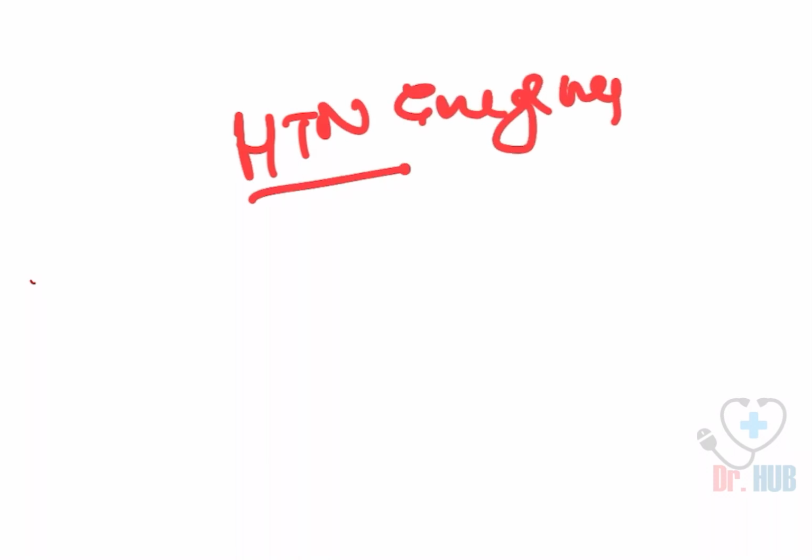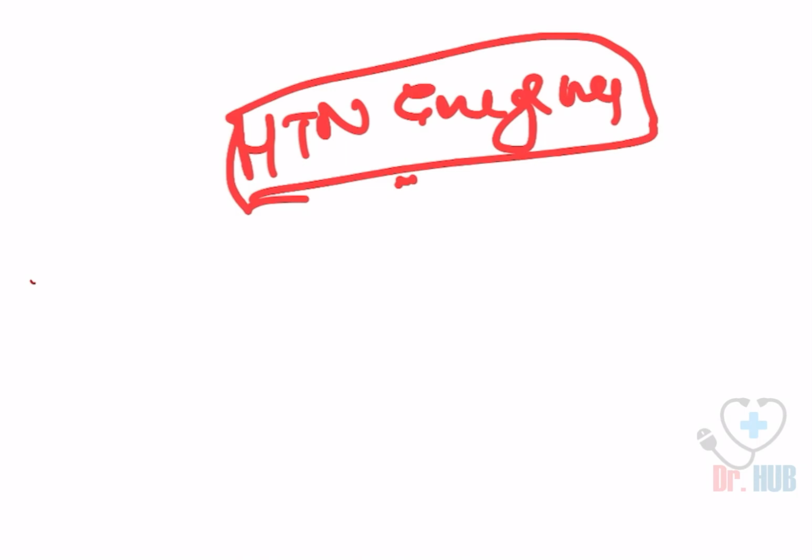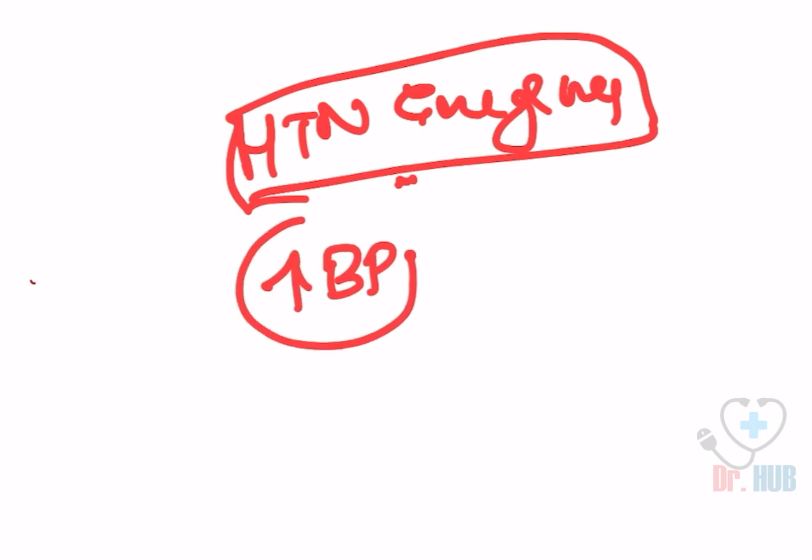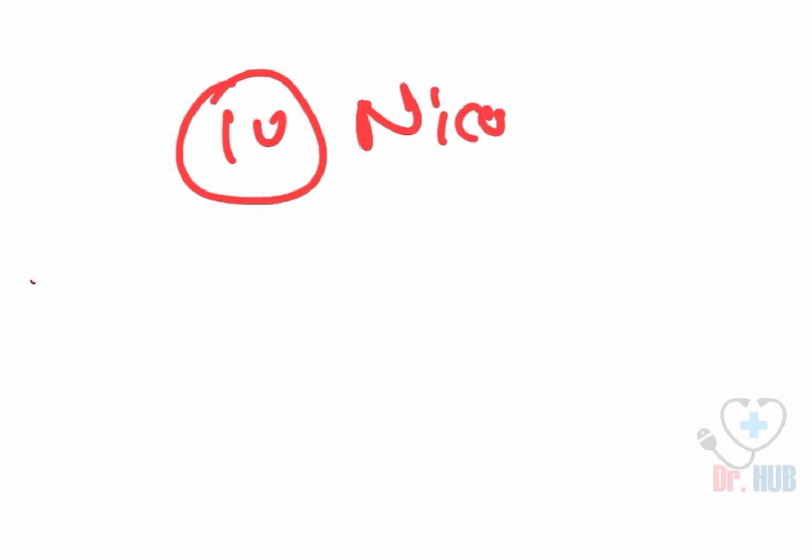Next, we look at the hypertensive emergency. The previous one was the hypertensive urgency. Now in case of hypertensive emergency, there is an increase in BP and there is end organ damage. So in hypertensive emergency, what we use is IV nicardipine.